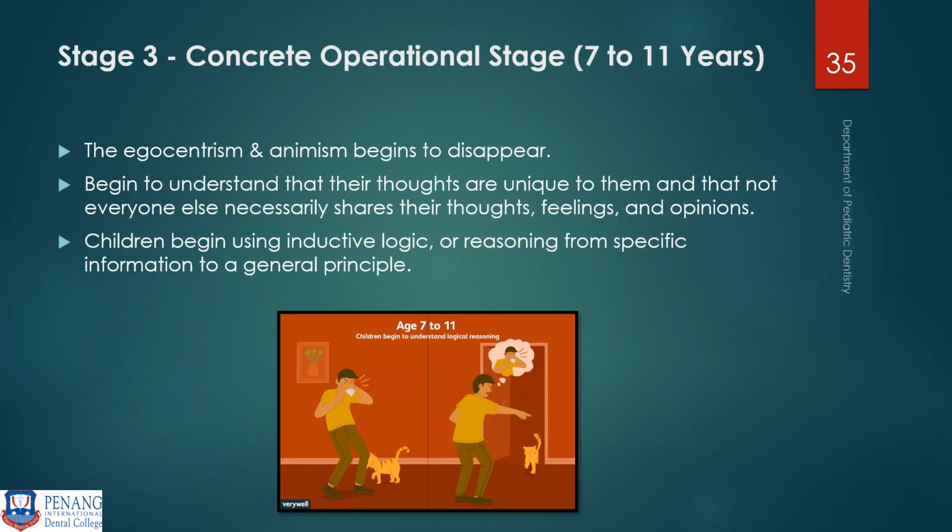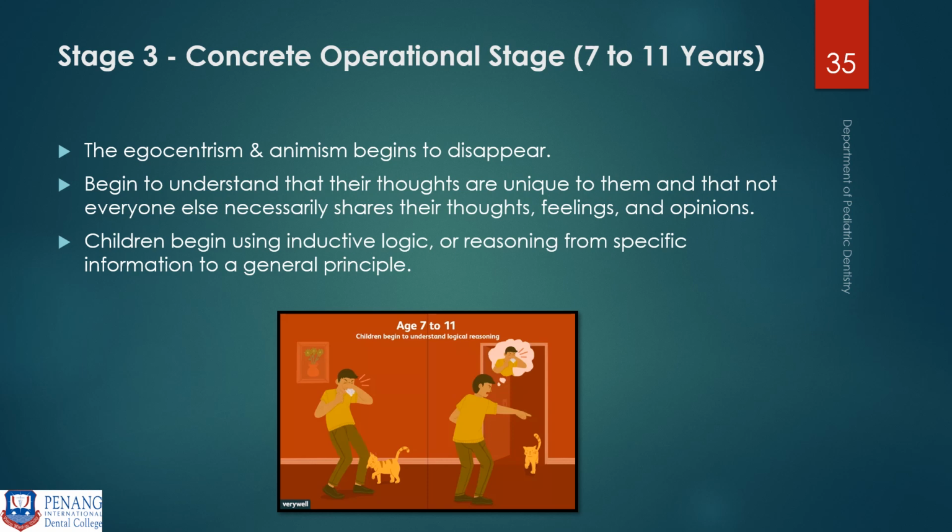The stage 3 is the concrete operational stage. This lasts from 7 to 11 years of age. All right, and in this particular stage, still the idea or the mental process is concrete. That means they must feel and see things to understand. But the egocentrism and animism begins to disappear from 7 to 11. By the time it's 11, this egocentrism and animism will disappear.